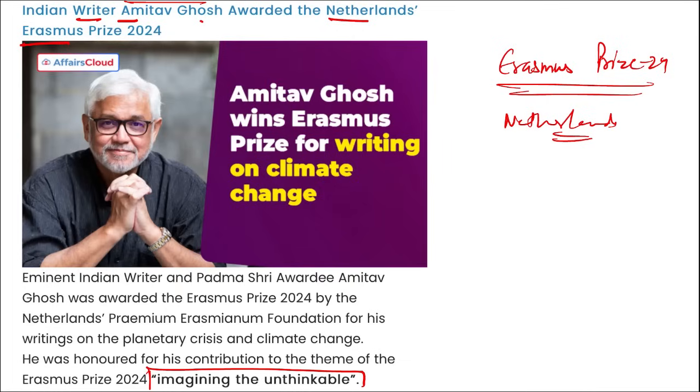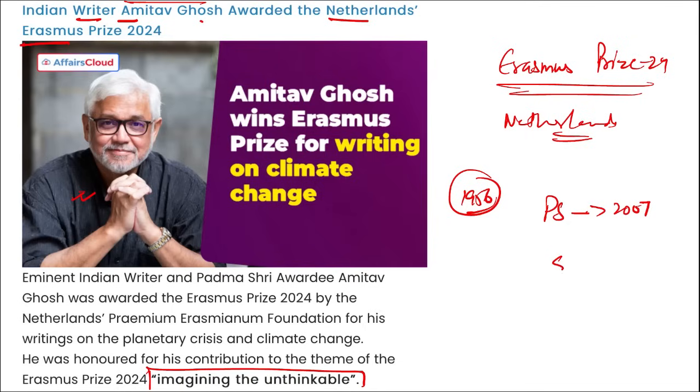Correct? This theme refers to the expression of the unprecedented global crisis of climate change in written words. If we talk about Amitav Ghosh, he was born in 1956. He is from Kolkata, West Bengal, and he is famous for connecting the past with the present in relevant ways in his novels. He was honored with the Padma Shri in 2007.